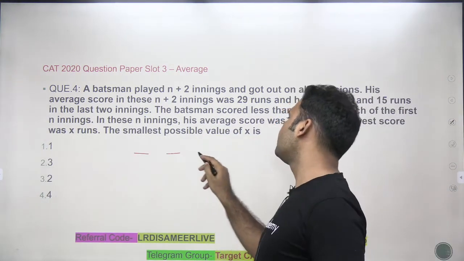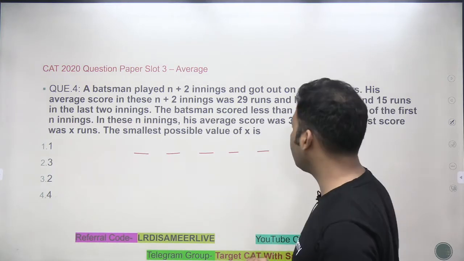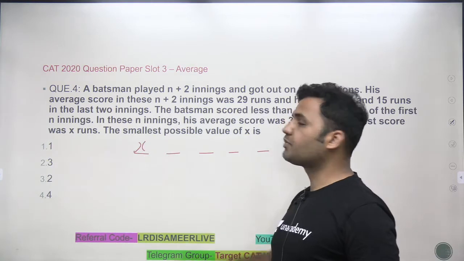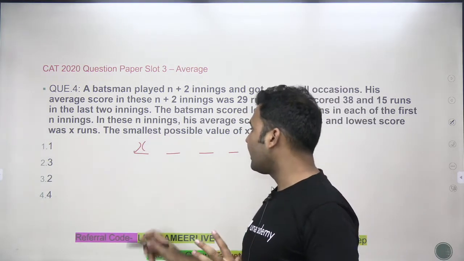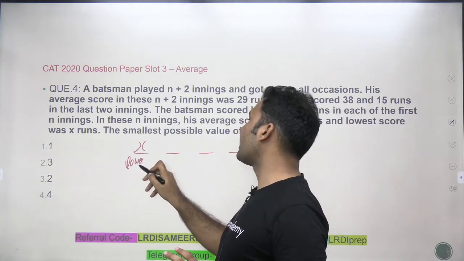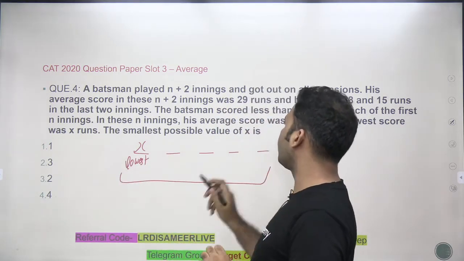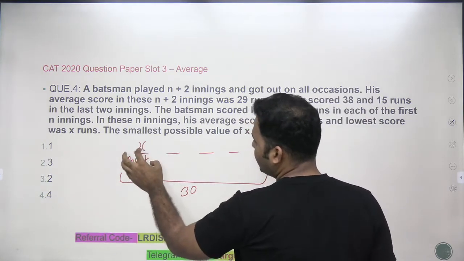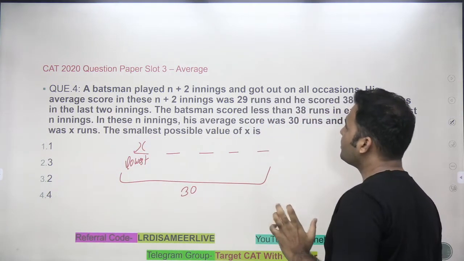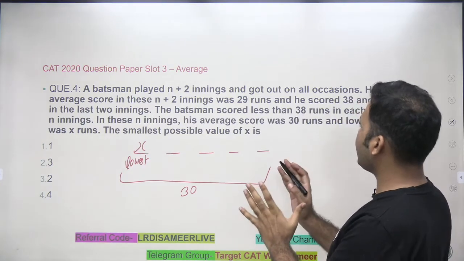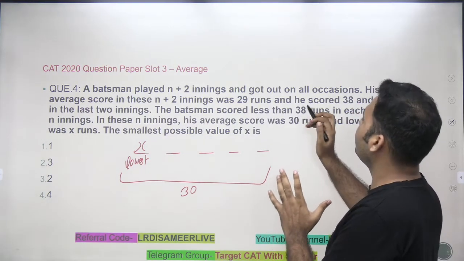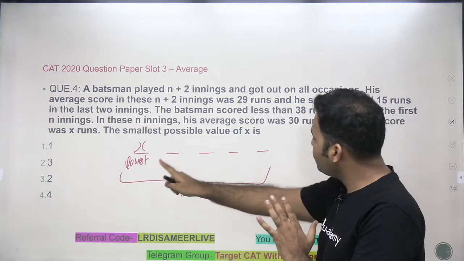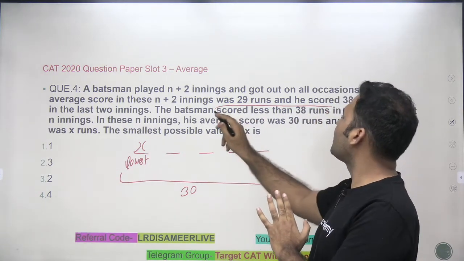Now 1, 2, 3, 4, 5. Once you know these are the 5 innings and the average of these is 30, X is the lowest possible score out of these 5 innings. Now what I need is X is the lowest possible score. The average of all of these 5 is 30. Now guys, if I want to minimize this, I need to maximize all of the other values, and because all the values are integers, a batsman cannot score runs in fractions, obviously it will always be an integer. In each of these 5 innings, the batsman is scoring less than 38.